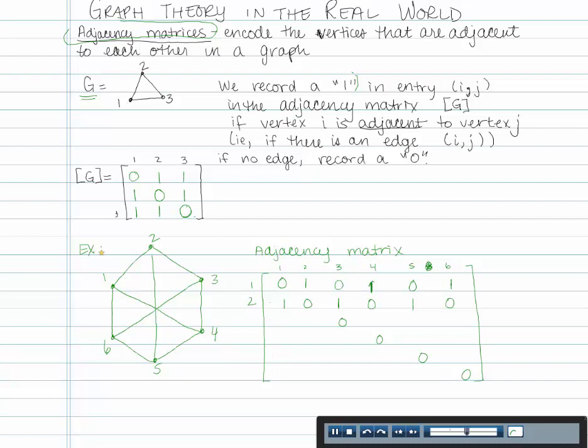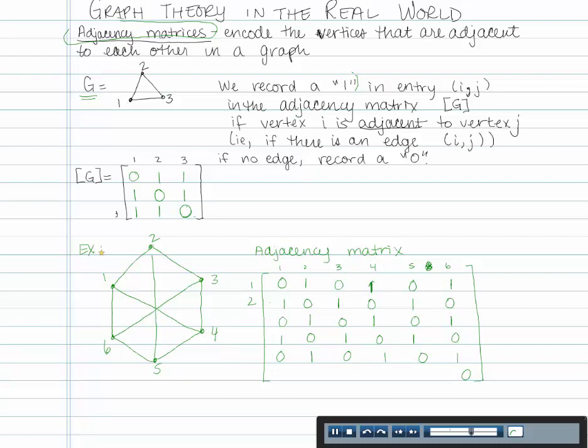Alright, next we have 3. 3 is not connected to 1, 3 is connected to 2, 3 is connected to 4, not to 5, but to 6. Next we have 4. 4 is connected to 1, but not to 2, to 3, and to 5, but not to 6. Vertex 5 is not connected to 1, but it is connected to 2. It's not connected to 3, but it is to 4 and 6.